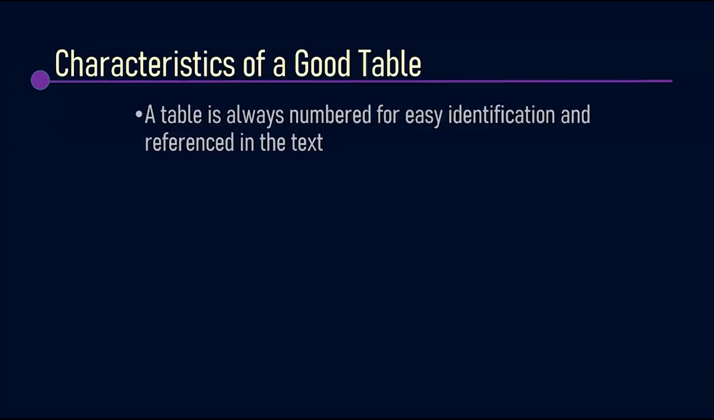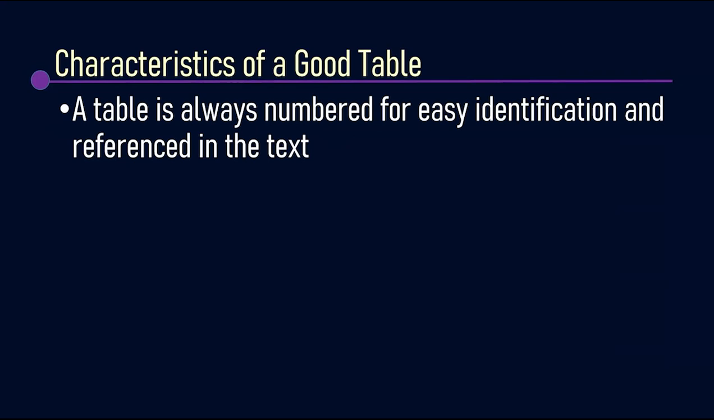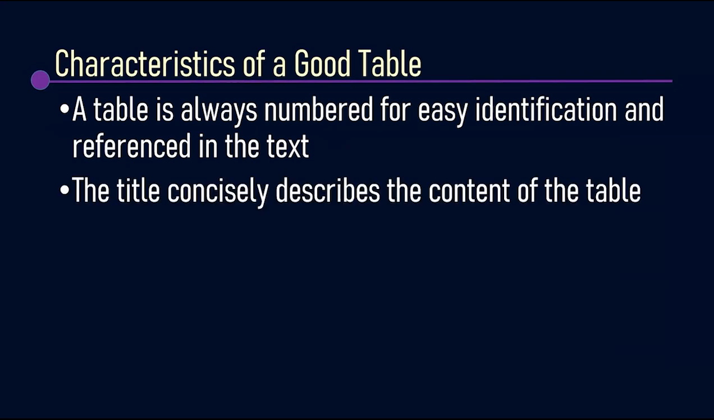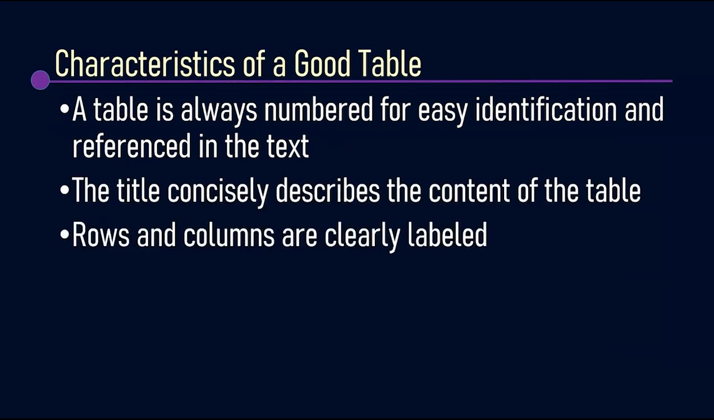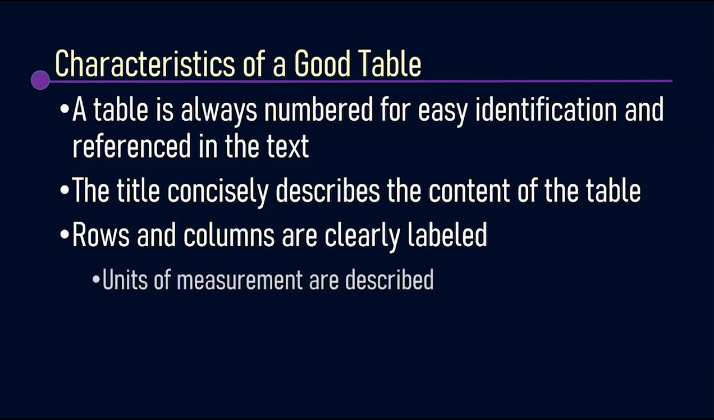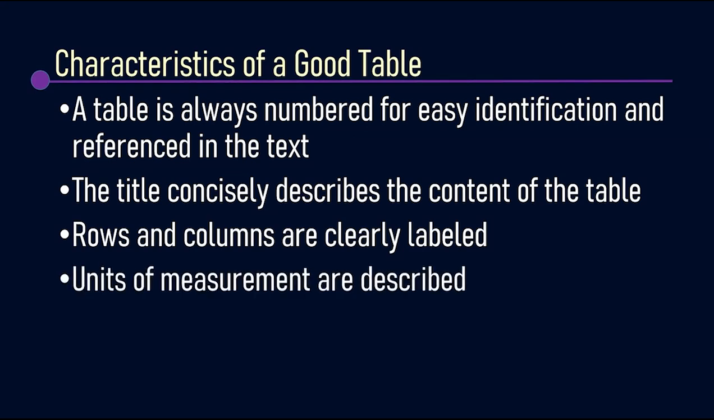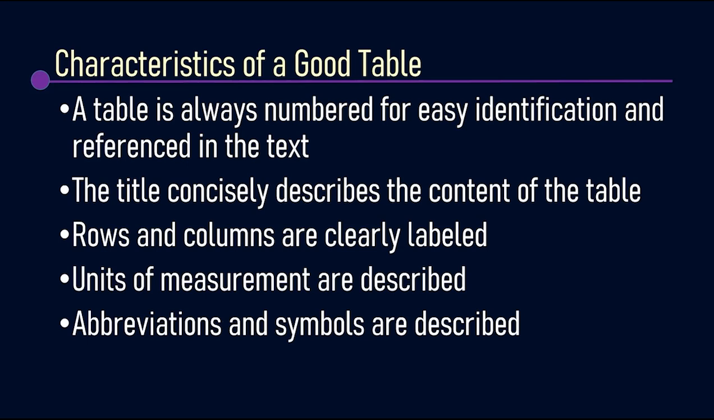Characteristics of a good table. A table is always numbered for easy identification and reference in the text. The title concisely describes the content of the table. Rows and columns are clearly labeled. Units of measurement are described, and abbreviations and symbols are described or written in full form if they occur only once or twice.